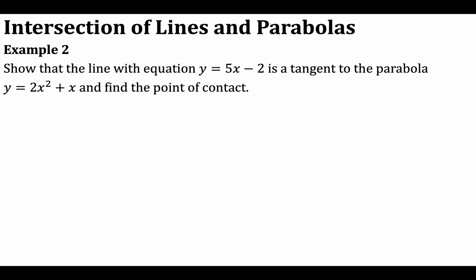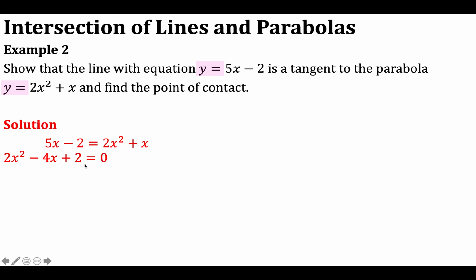So example 2 then: show that the line with equation y equals 5x minus 2 is a tangent to the parabola y equals 2x squared plus x, and find the point of contact. So we know from the last example that we can equate these because we have y equals for both of them. So that means that 5x minus 2 is equal to 2x squared plus x. Now subtracting the 5x from both sides and adding my 2 will give me 2x squared minus 4x plus 2 equals 0.